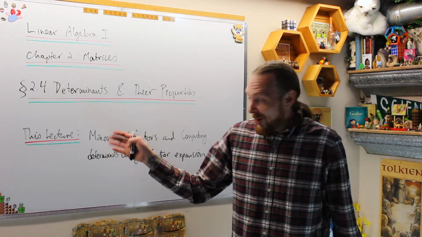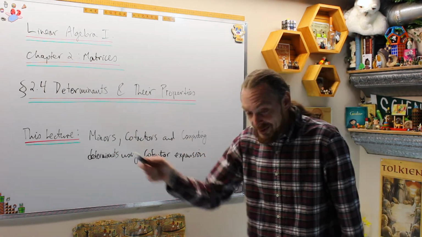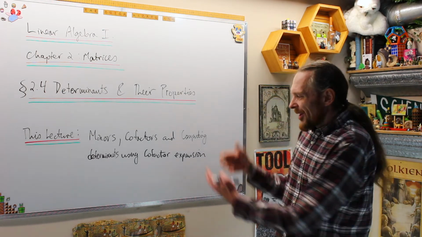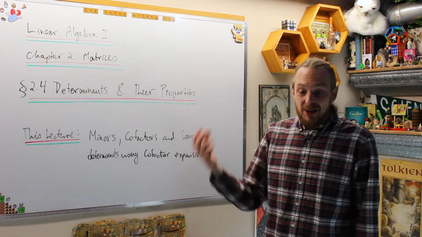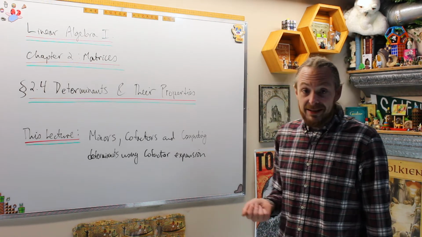This lecture, therefore, what we're going to do is define what a minor of a matrix is, what cofactors of matrices are, and computing determinants using cofactor expansion. We're going to give an alternate way of computing the determinant not using the definition, which is that horrible recursive sum. I'll write it out in the next scene and you'll see why.